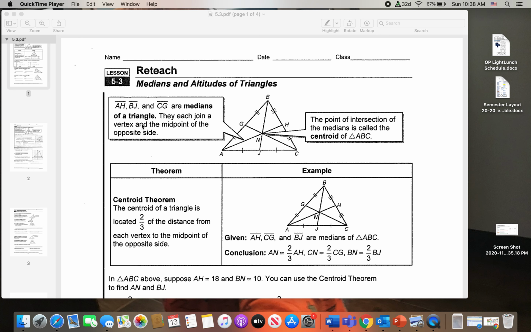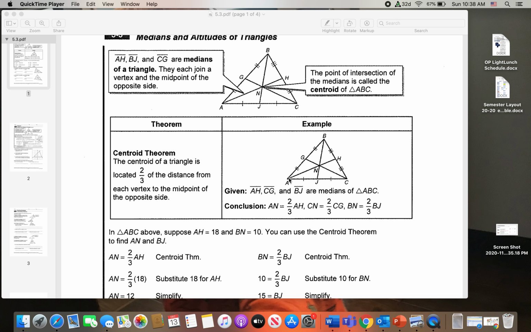And where those three meet, their concurrency point, is called the centroid. It is also the balancing point. If you cut out a triangle and found that specific point, you could balance the whole triangle on it. Its other unique idea is that it's 2/3 of the way across the triangle. So from A to H, A to N is 2/3 of the way of A to H. And C to N is 2/3 of the way from C to G. And B to N is 2/3 of the way from B to J.